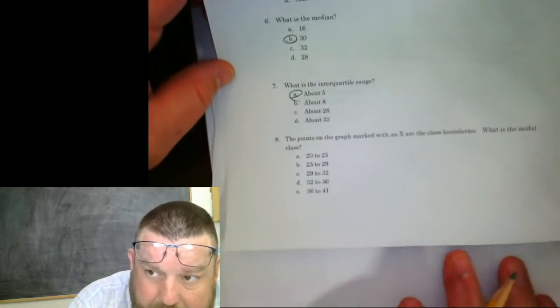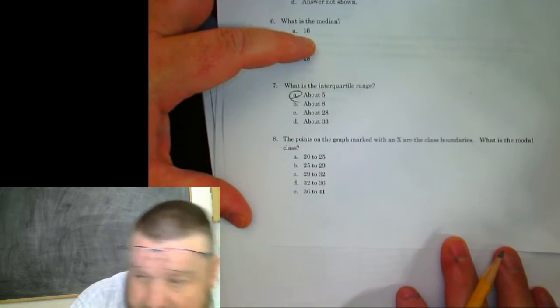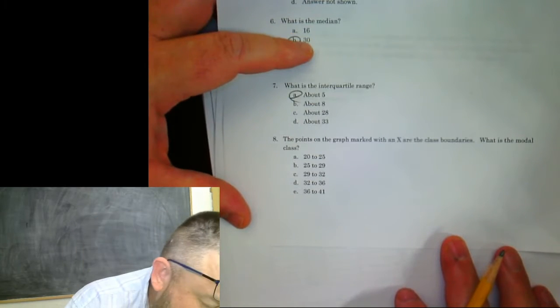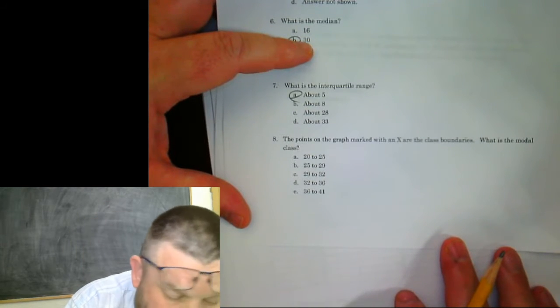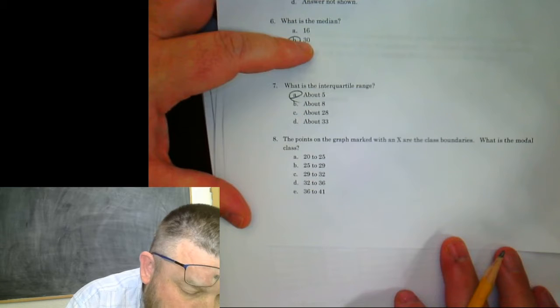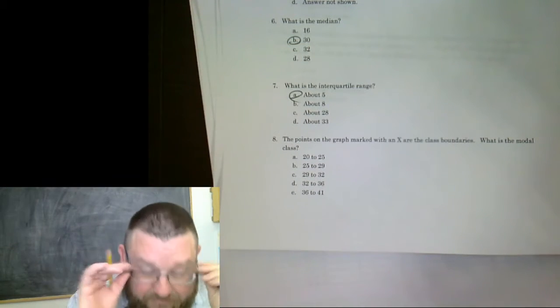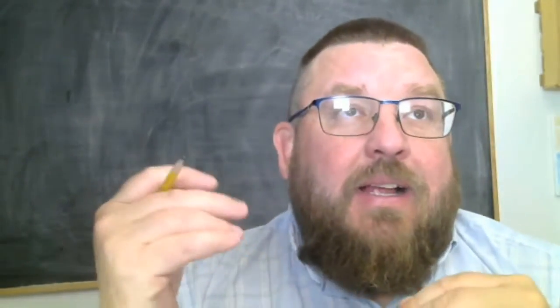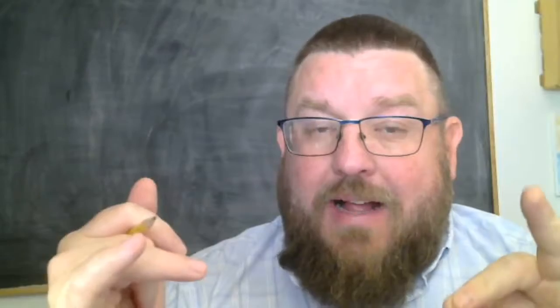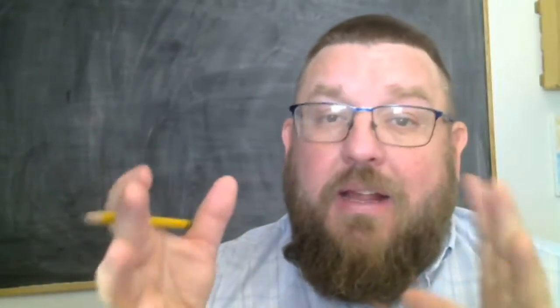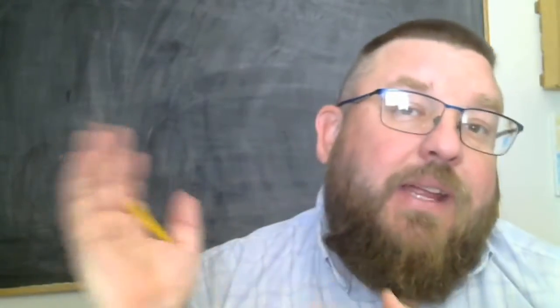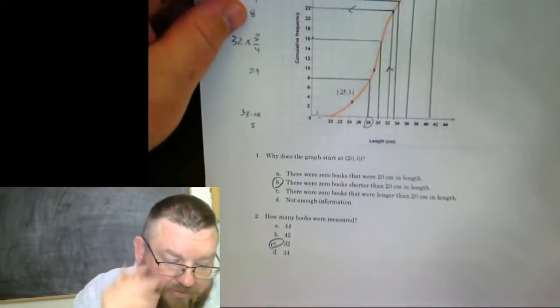Okay. Now, the next question says the points on a graph marked with an X are the class boundaries. What is the modal class? So the modal class is the class with the highest frequency density. Frequency density is the frequency divided by the class width. And this is really meaningful information when the class widths are uneven. And so here, if we look at our graph, our class widths are uneven.